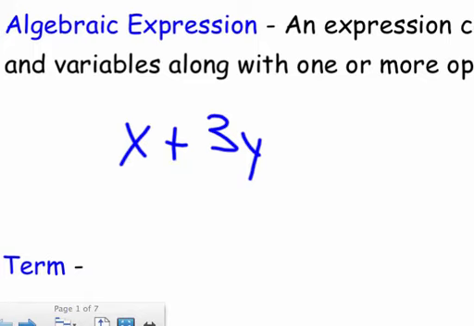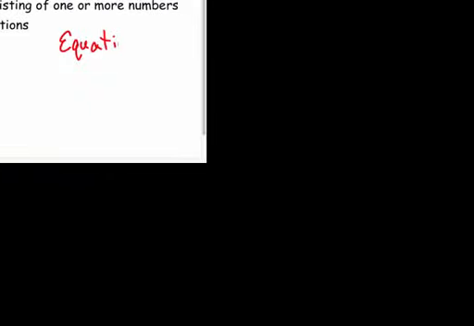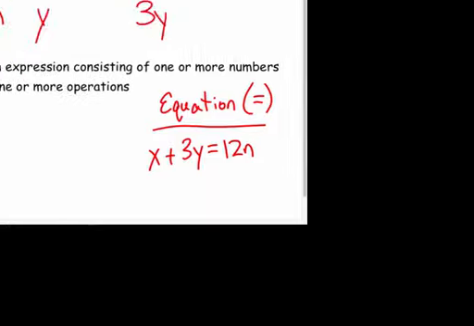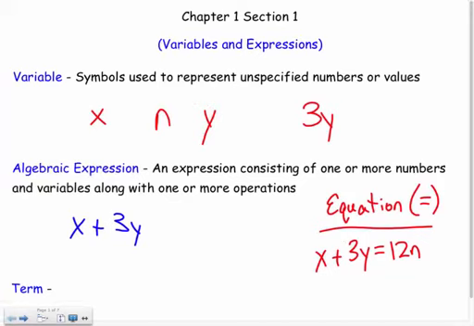So that's an expression. The only difference between an expression and an equation is that an equation has an equal sign. That's the only difference, okay? So an equation, I can have the exact same expression here, and if I put it equal to something, now it's an equation. X plus 3y equals 12n. Okay? That's the only difference. So expression, no equal sign. Equation, there's an equal sign.